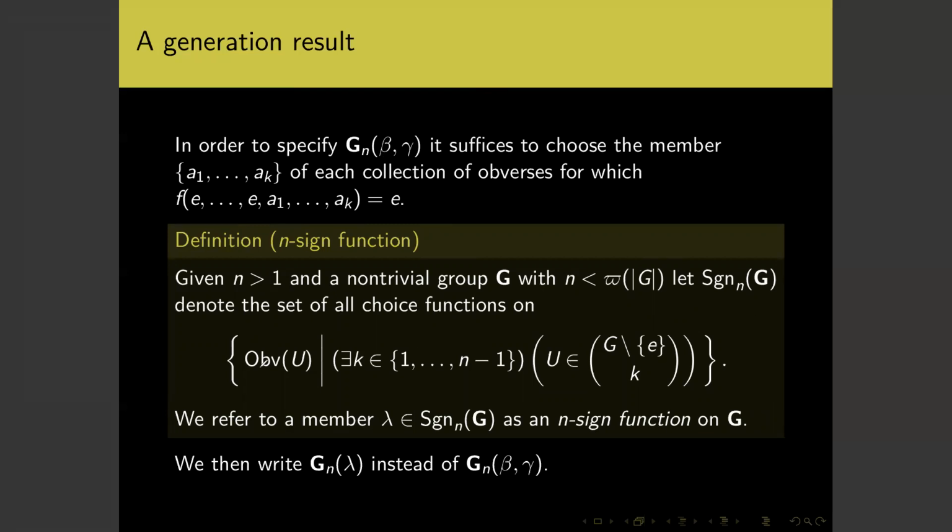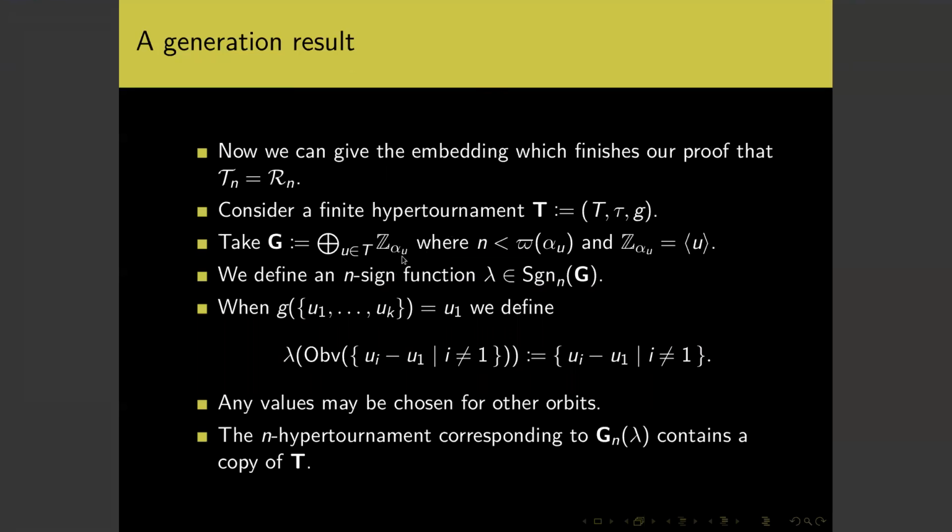It's a choice function on the set of all of these obverse k-sets for any k-set of the appropriate size in my group. Okay, so once we have that concept, which I'm sure people haven't absorbed by this point, but unfortunately I'm kind of out of time, we can actually give the appropriate embedding. We're going to take some finite hypertournament, which is a hypergraph whose edges have been pointed by this function g.